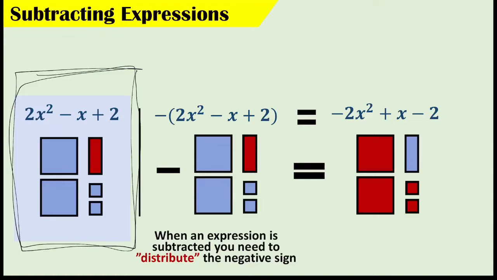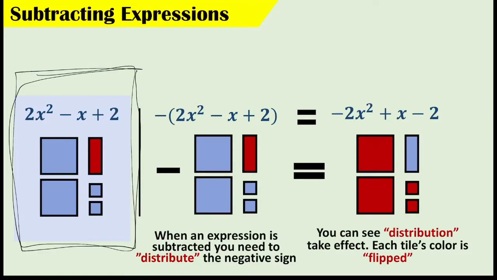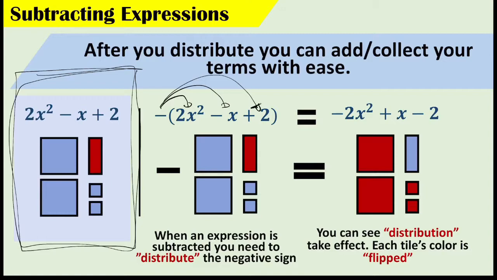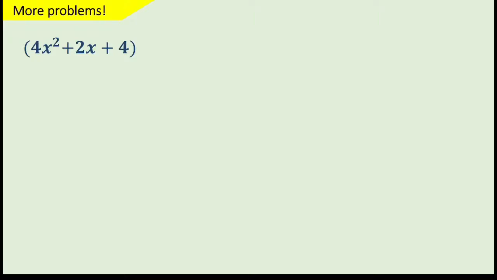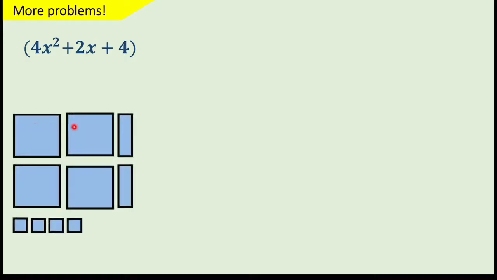Which makes sense. When I distribute my negative, when it goes to all three terms here, the negative times the negative is going to become a positive. After you distribute, you can add and collect your terms easily. So from our previous examples where we just added together those polynomials, we can now do that after we distribute the negative. We have 4x squared plus 2x plus 4. I want to represent that with algebra tiles. So we have 4 x squareds, 2 x's, and 4 1's.